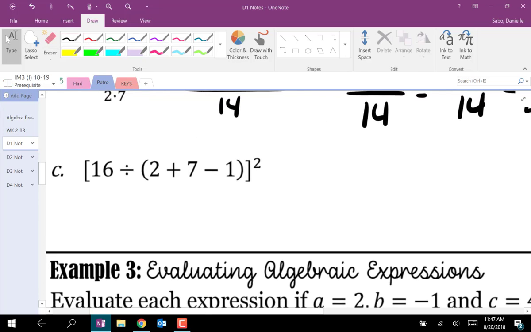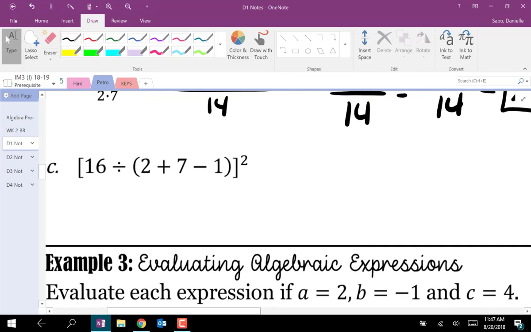Let's do C. All right, lots going on here. We got brackets, we got parentheses, we got an exponent. What do you think? Parentheses. Yep. Let's go to the parentheses inside the bracket. So this whole piece could be done first. Now, because they're all addition and subtraction, you can just go left to right.